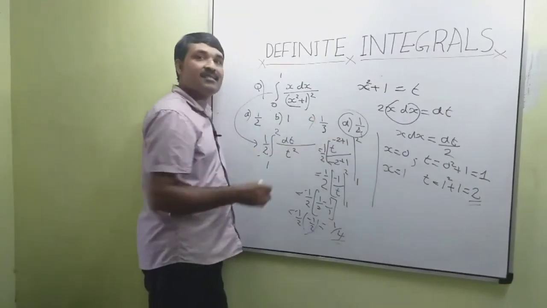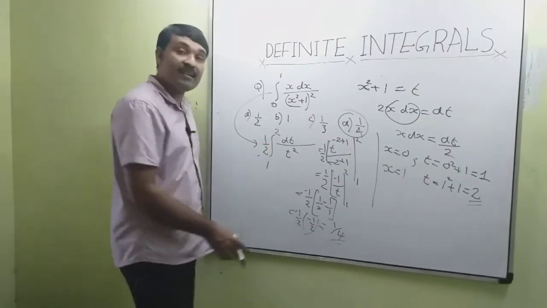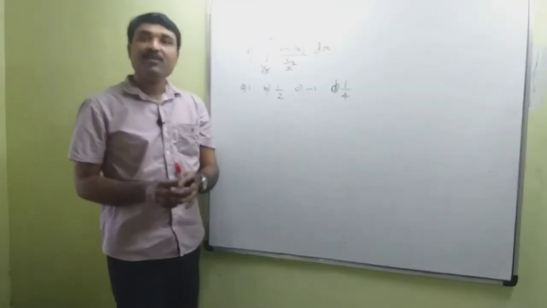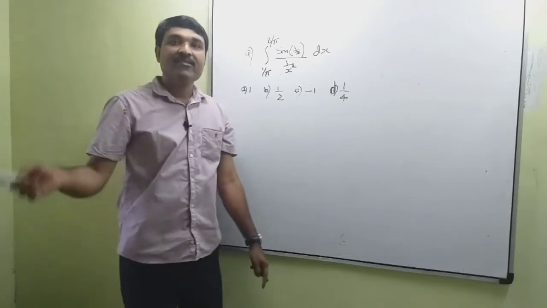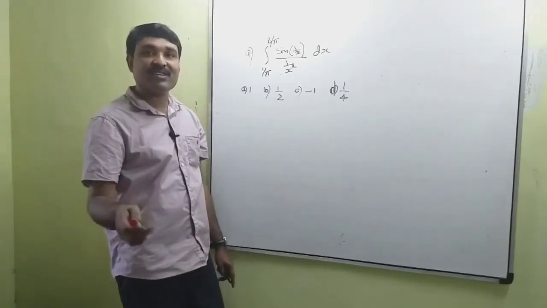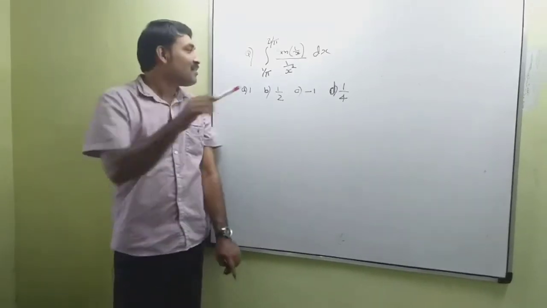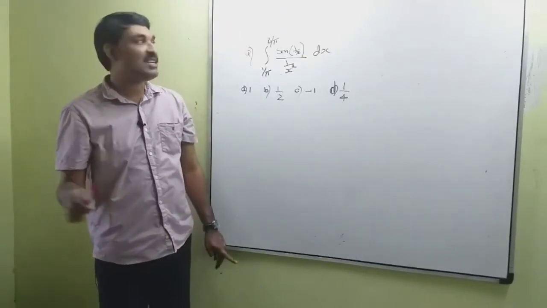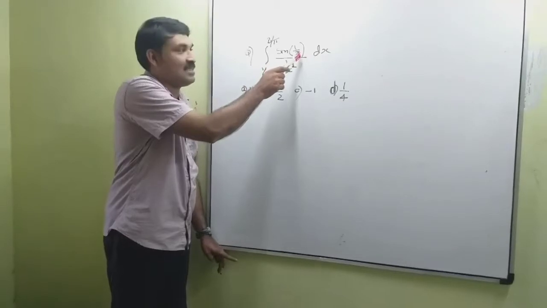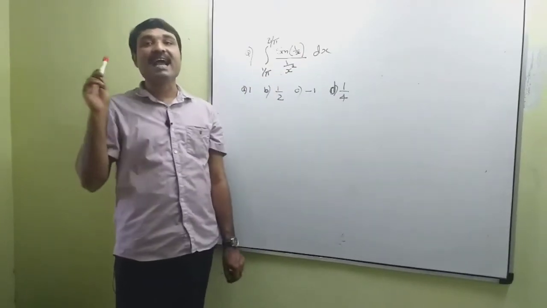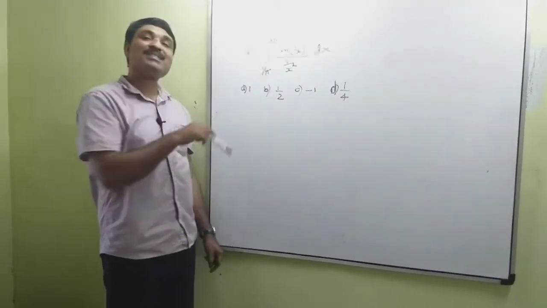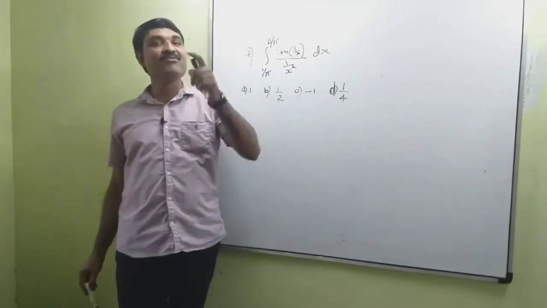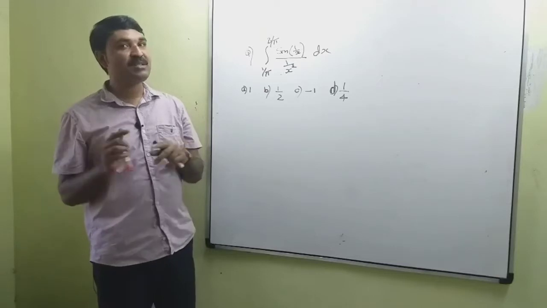This is our answer. Right, so the value of this definite integral is a constant that is equal to 1 by 4. Now consider our second question. We have a definite integration. The limits of integration are from 1 by pi to 2 by pi, and the function is sine 1 by x divided by 1 by x square dx. The options given are 1 by 2, minus 1 and 1 by 4. Let us do this problem.